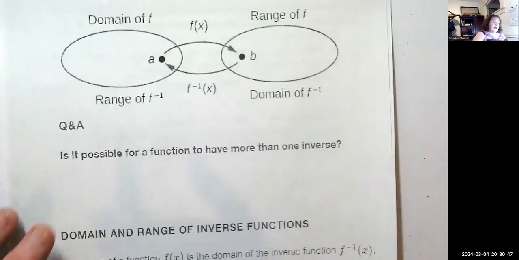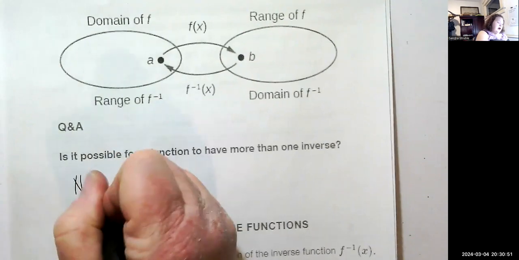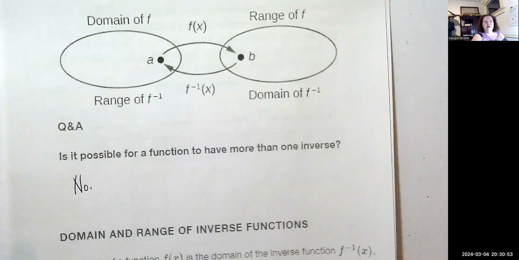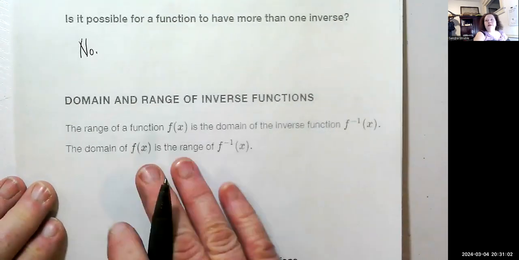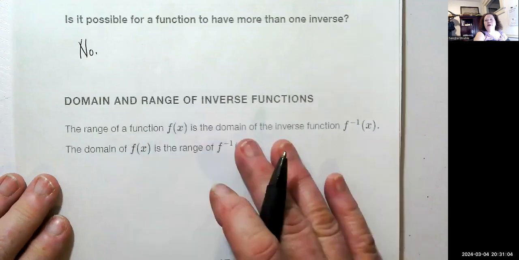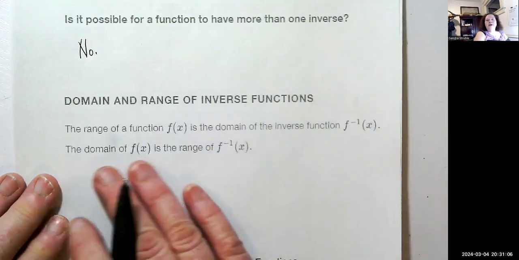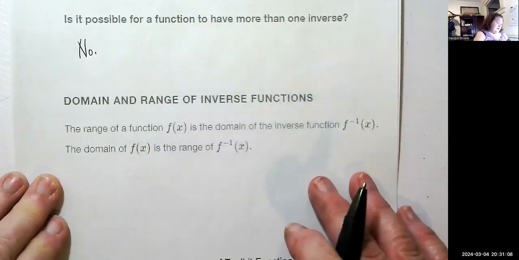Is it possible for a function to have more than one inverse? The answer here is no. It's not possible unless you restrict the domain. But given just a function, no. Domain and range of inverse functions: the range of the function f is the domain of the inverse function, and the domain of f is the same as the range of the inverse of f.